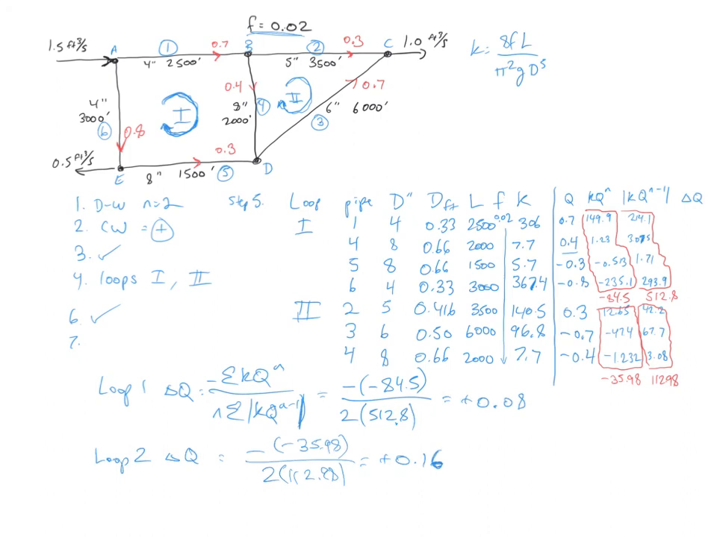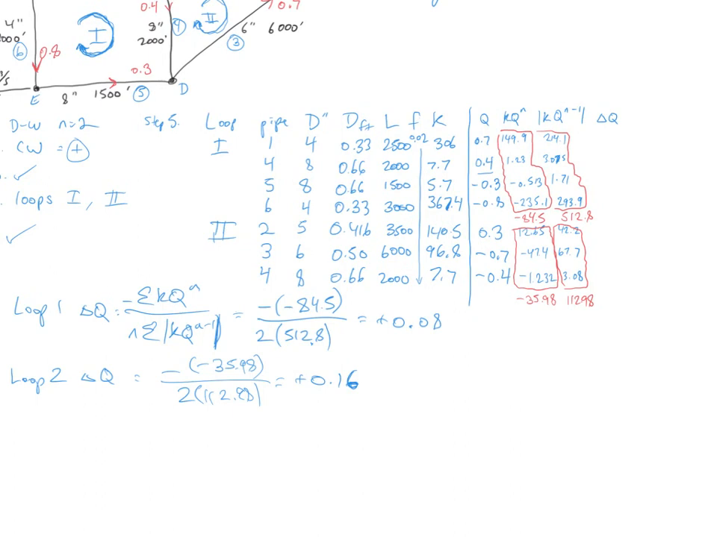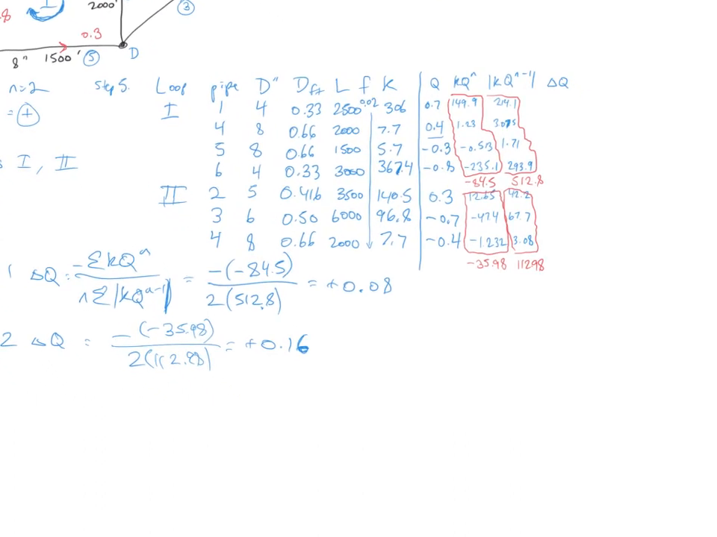Okay, that was step 7, calculating the correction for each loop. Now we're moving on to step 8, where we're going to apply the correction to each branch in each loop. And here's where it can get a little bit tricky. Okay, so hang on. We're going to move this up so we have a little more space.